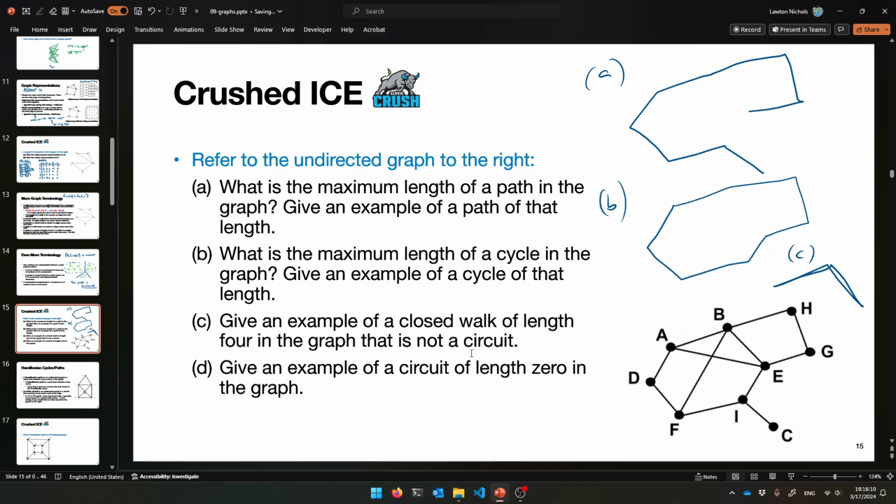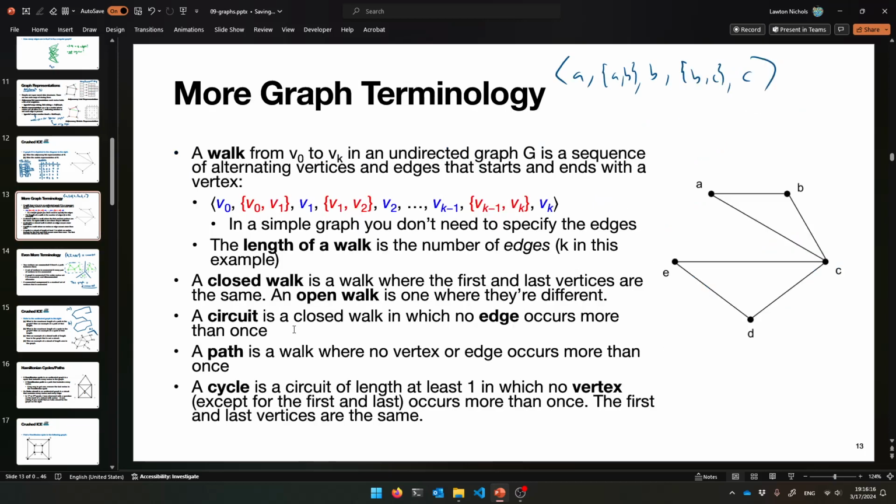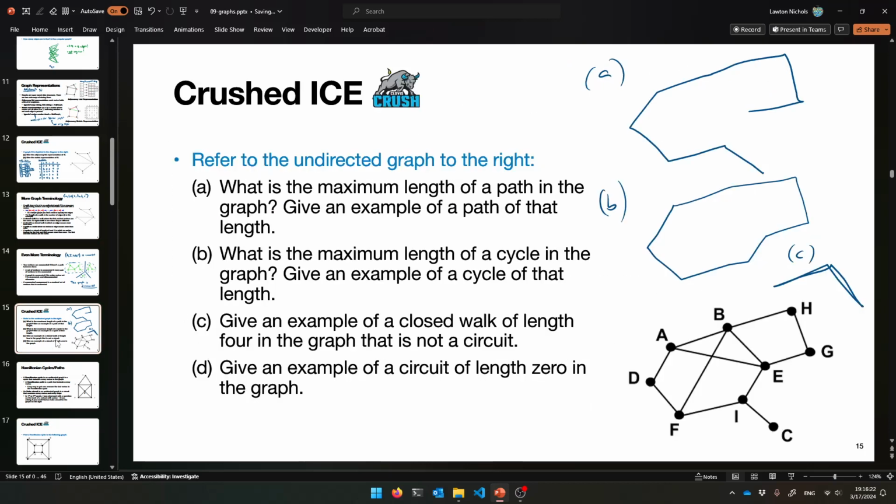And then finally, let's give an example of a circuit of length 0. Is that possible? A circuit of length 0 is a closed walk in which no edge occurs more than once. So a closed walk is where the first and last vertices are the same. So just like, start here, and don't go anywhere. Well, you came back to where you were. See that? That's technically allowable.